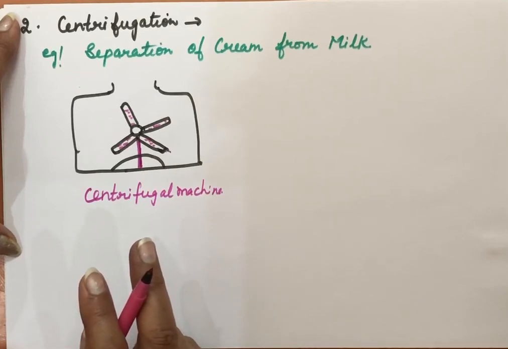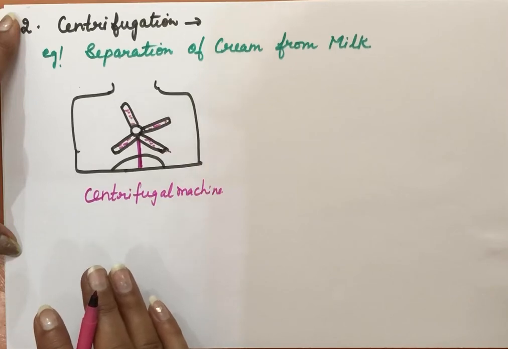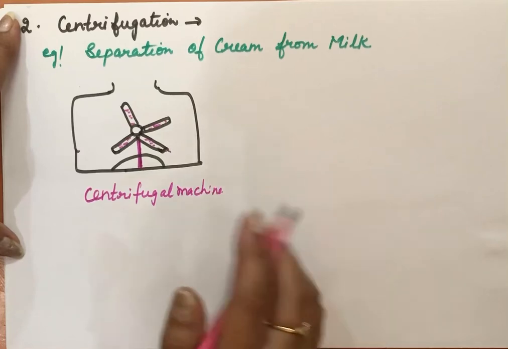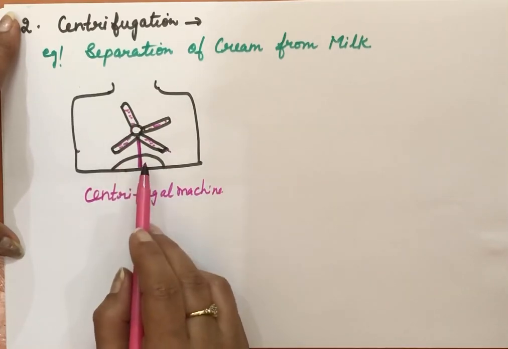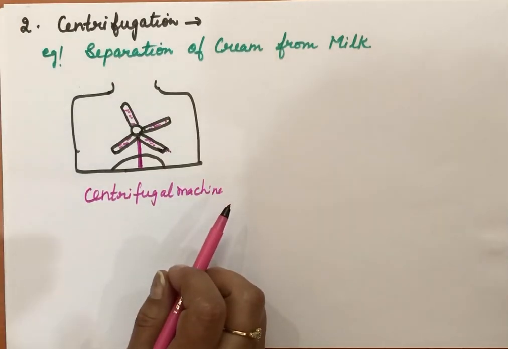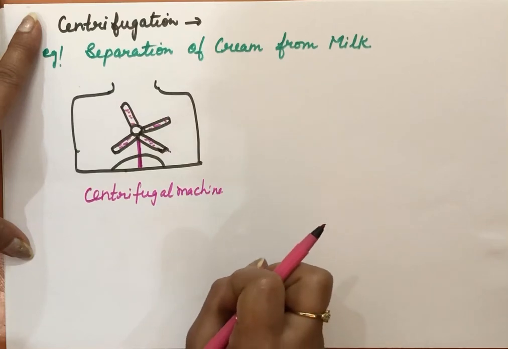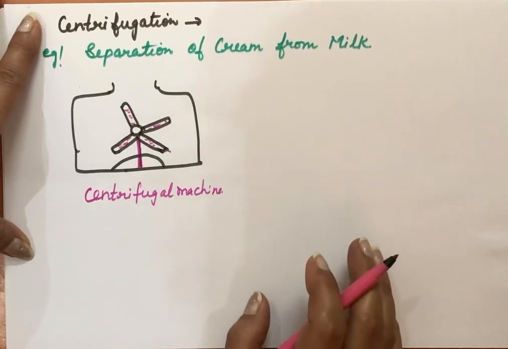Heavier particles cannot move fast, so slowly they will be at the bottom part, and lighter particles are moving fast, so slowly they will come to the surface. So the mixture is rotated at a very high speed. When milk is rotated at a high speed in this centrifugal machine, the lighter fat particles, fat here is cream, is light. So lighter fat particles will start combining together and form a cream, and they will be at the surface. And the heavier milk will remain at the bottom part.